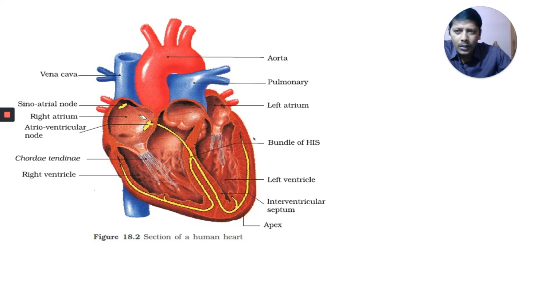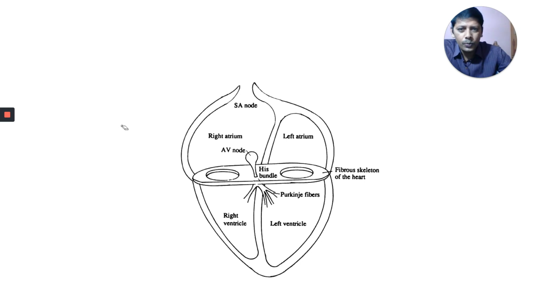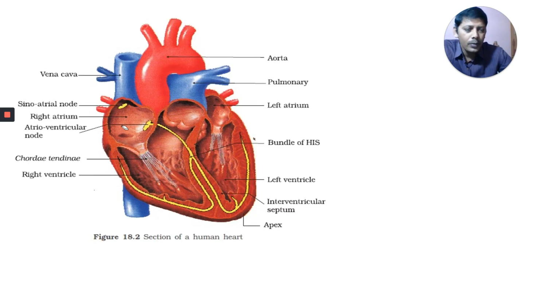This is the sinoatrial node, this is the AV node, and this is the AV bundle. The bundle divides into bundle branches, and from these bundle branches Purkinje fibers arise and are supplied to the muscles of the left ventricle and the muscles of the right ventricle. That's about the nodal tissue which is distributed in our heart. In the next part, I will talk about a very important topic, that is the cardiac cycle.